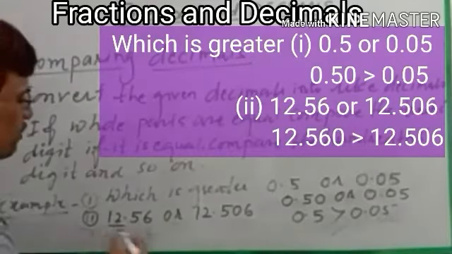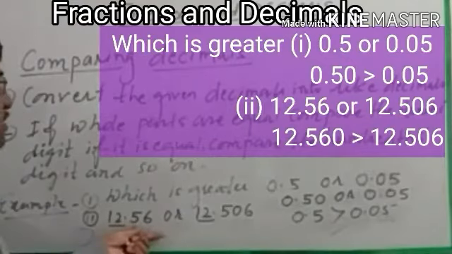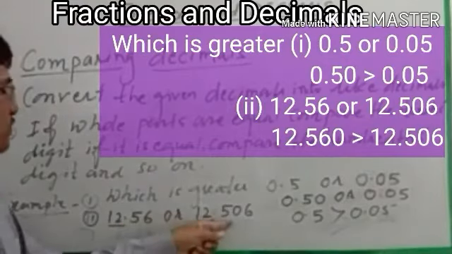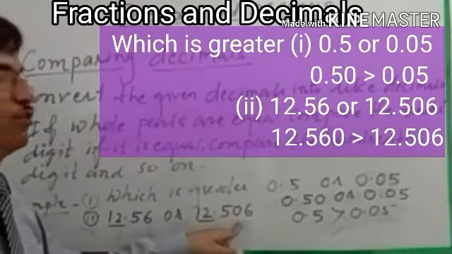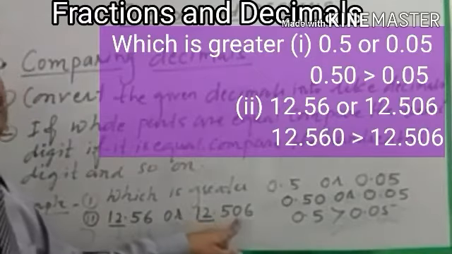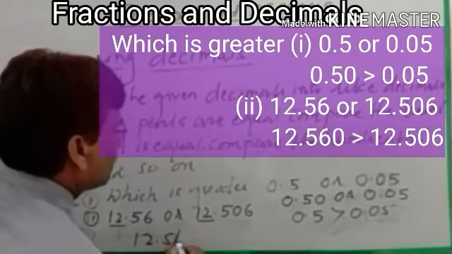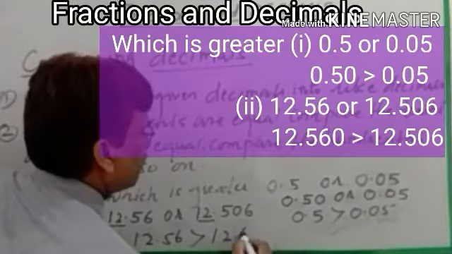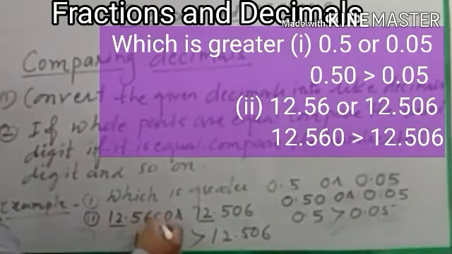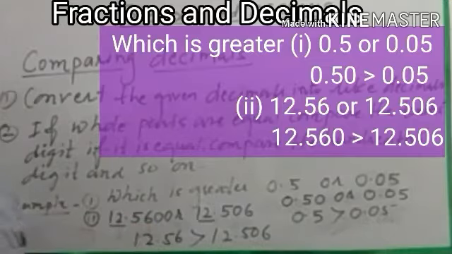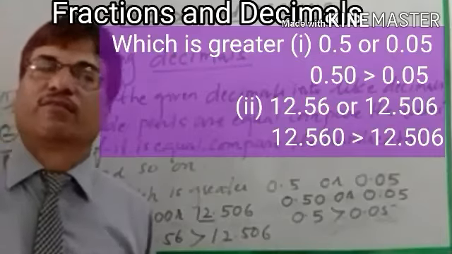Okay. Now second example: 12.56 or 12.506. First compare the whole number. 12 whole number is equal. Now tenths digit 5, it is also equal. Now hundredths place 6 and here hundredths place 0. 6 is greater than 0. So 12.56 is greater than 12.506. You can convert into like decimals: you can put 0. So 12.56 is greater than 12.50.